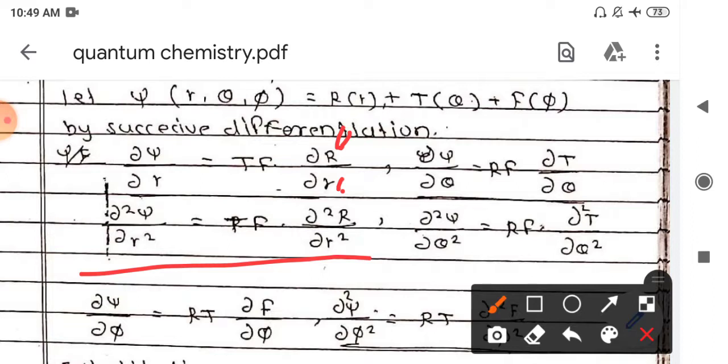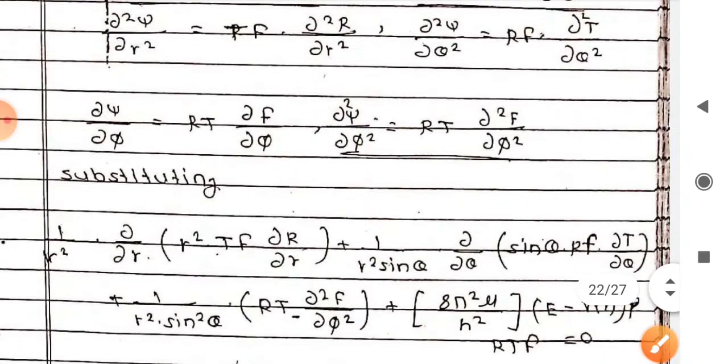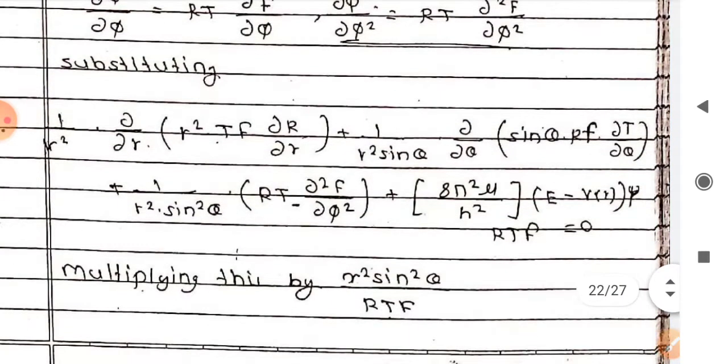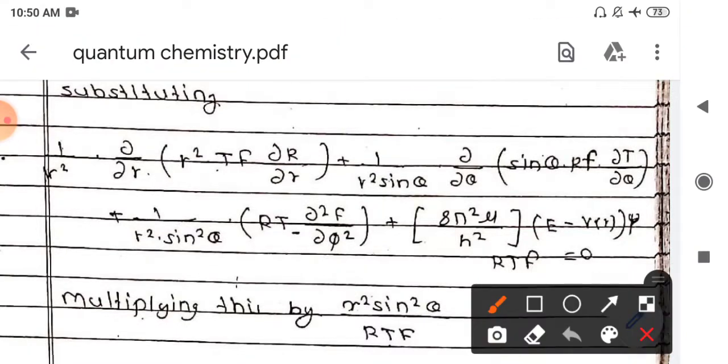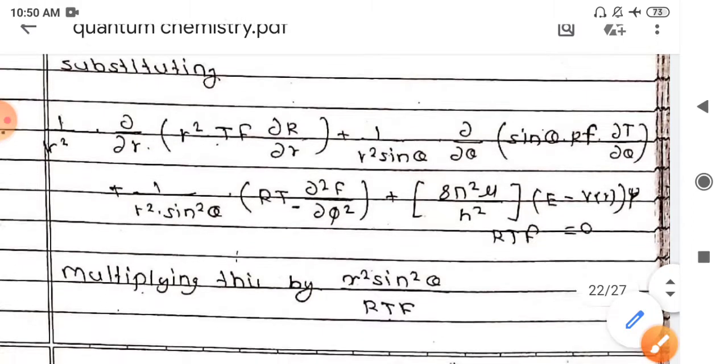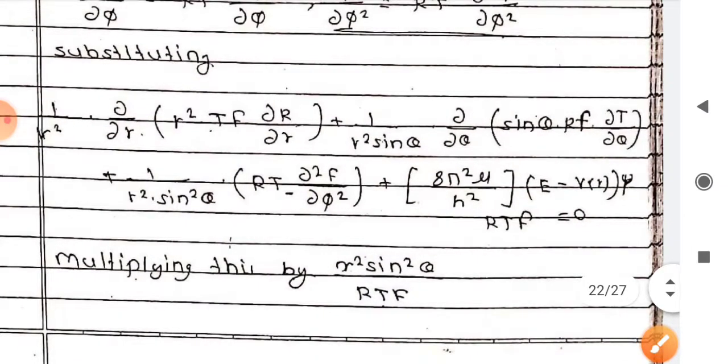For theta and for phi also we have done the same procedure, and we substitute those into our obtained Schrödinger wave equation. For dR by dr with respect to r we have substituted here. Θ into Φ is the constant term, so here also we have substituted for the theta term and here for the phi term, and this wave function psi is the combination of R, Θ and Φ.